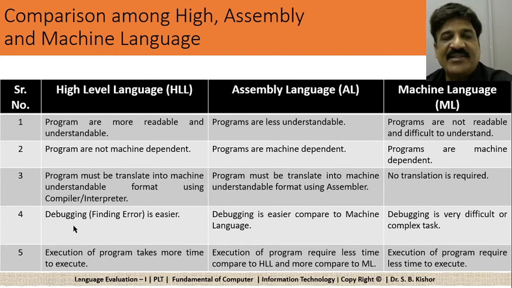Debugging and finding errors is quite easy. Debugging is easy compared to machine language, where it is very difficult to debug. Evaluation of a program takes more time to execute. It requires more time for execution because first of all we need to convert that program into machine language. Same thing over here, and execution becomes very easy and faster in the case of machine language.